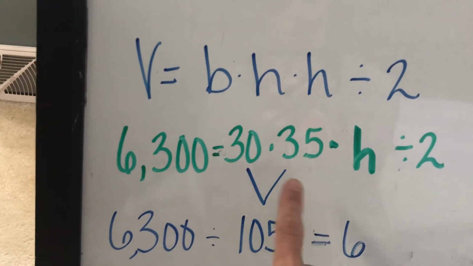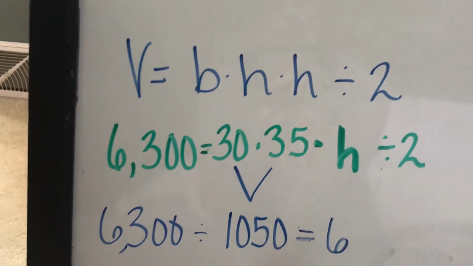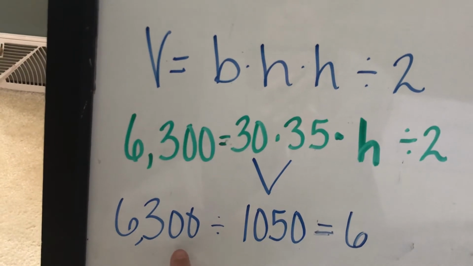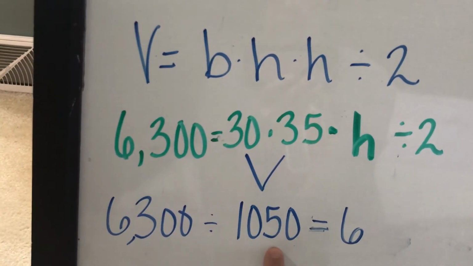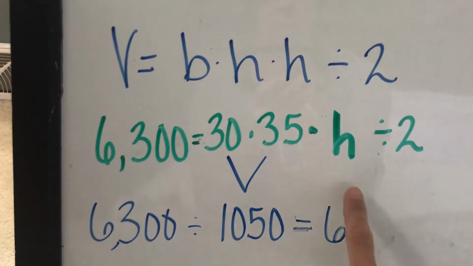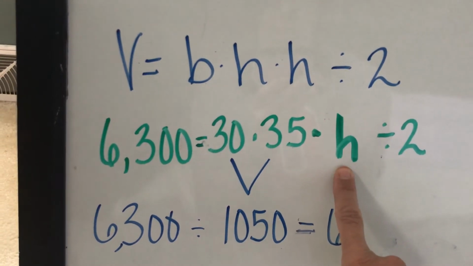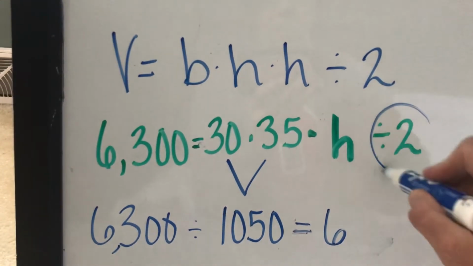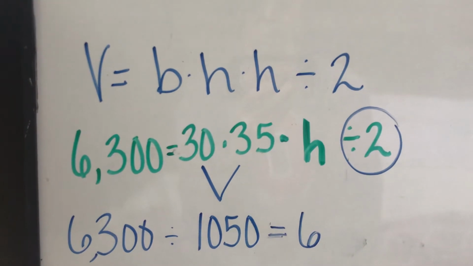This whole formula is found by multiplying, so we know we have to work backwards to find that missing shape. So we're going to take our volume, which is 6,300, and divide it by the product of 30 times 35, which is 1,050, and we get 6. So we would think 6 would be the number that would replace this height, but that's not the case. Because remember, there's one more step when we find volume of a triangular prism, and that was divide by 2.